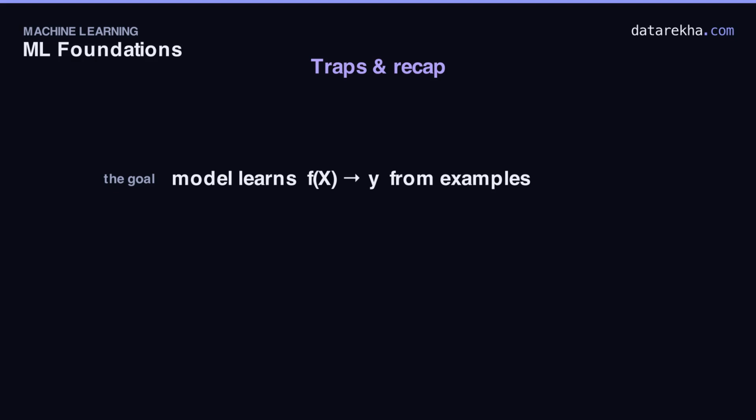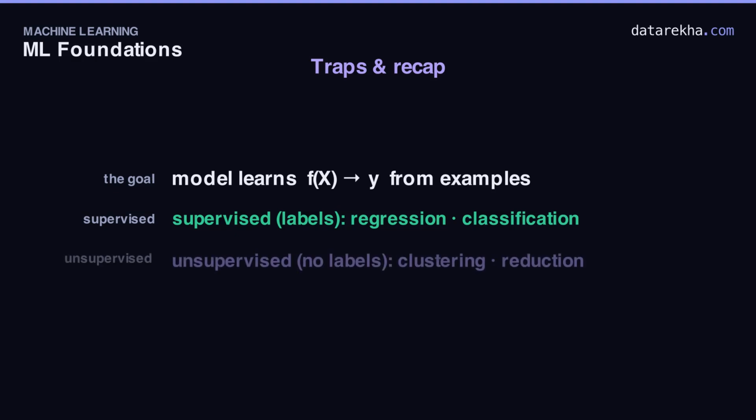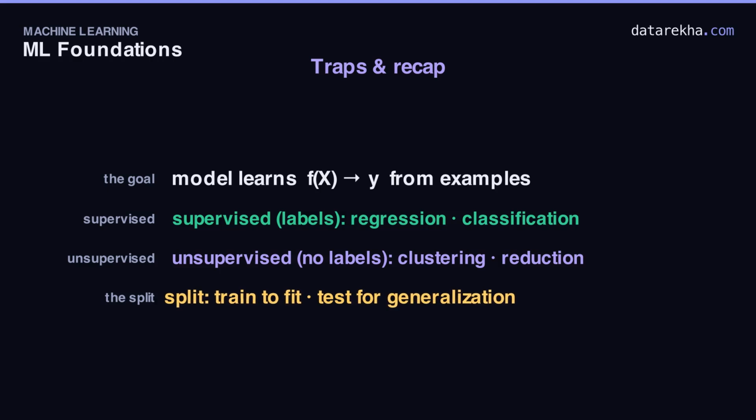At its core, a model learns a function from X to Y, straight out of the examples. No rules handwritten. When the data carries labels, it's supervised: regression for continuous answers, classification for categories. With no labels, it's unsupervised: clustering to find groups, and dimensionality reduction to compress. Always split your data. Train the model on one part and judge it on unseen test data, because generalization is the only thing that counts.